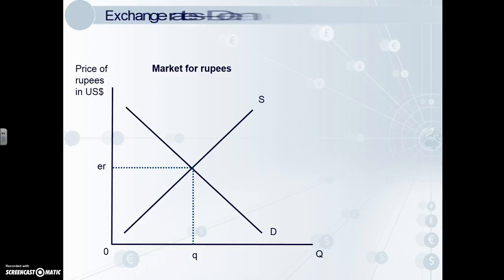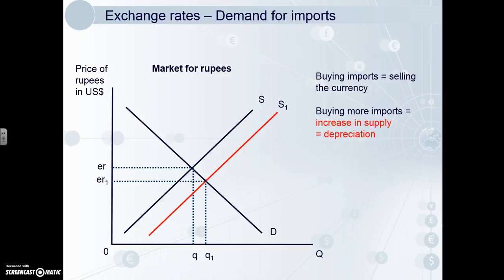Another factor, domestic demand for imports. When Indians buy from overseas, they need to buy the currency of the foreign country, much like foreigners had to buy rupees to buy Indian products. They are selling rupees to do this, which increases the supply of rupees in the market. Therefore, if they buy more imports than previously, supply of rupees shifts to the right. So buying more imports, increase in supply. And the equilibrium price decreases from ER to ER1, thus there is depreciation in the value of the rupee.